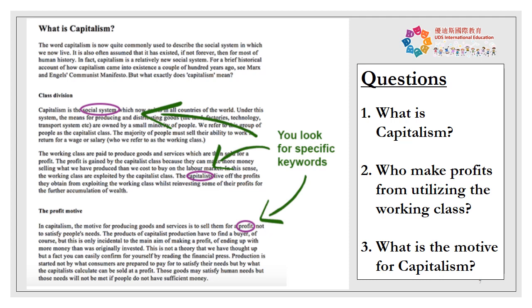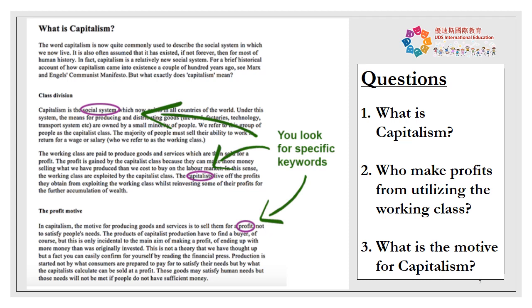Profit, you can highlight the profits in the third paragraph. Okay, the capitalists live off the profits they obtain from exploiting the working class, and so on. Okay, the last paragraph, the first sentence: In capitalism, the motive for producing goods and services is to sell them for profits and to satisfy people's needs. What's the motive for capitalism? The motive, and so on. Then you can locate that the answer is the profits.